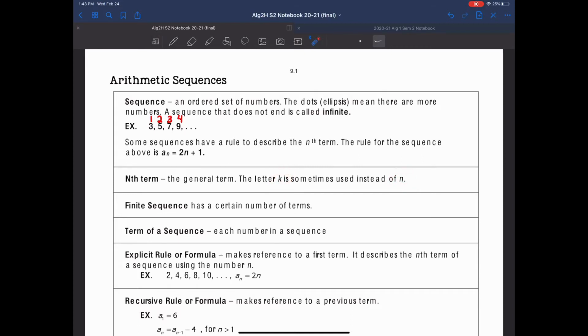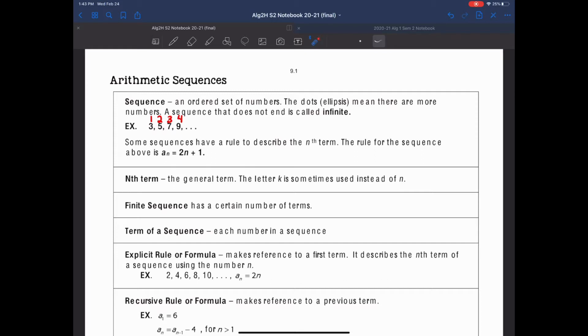And the next vocab word I want to talk about is a finite sequence. A finite sequence is a sequence that has a certain number of terms. The term of a sequence is basically each number in that sequence, okay? So when we're looking at a sequence of numbers, each individual part of the sequence is referred to as a term.